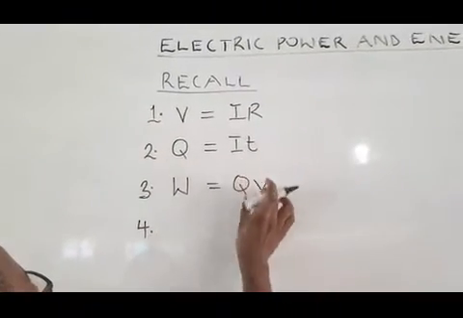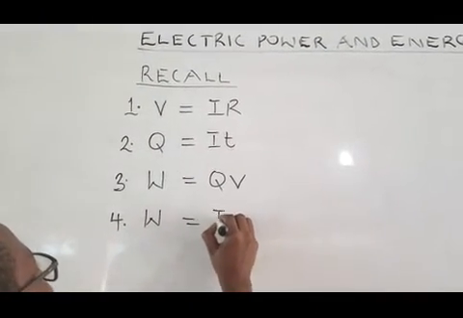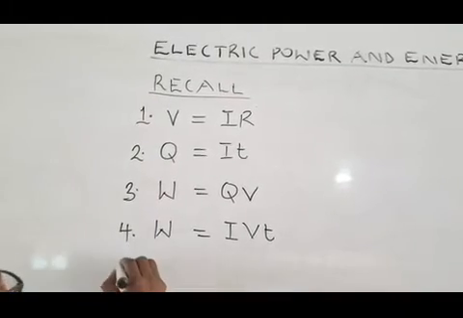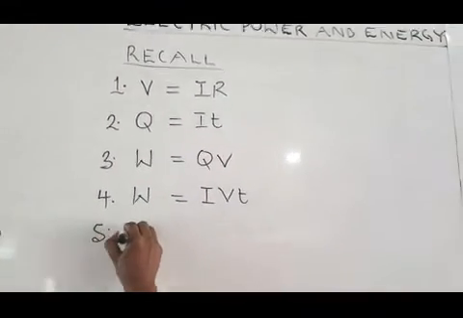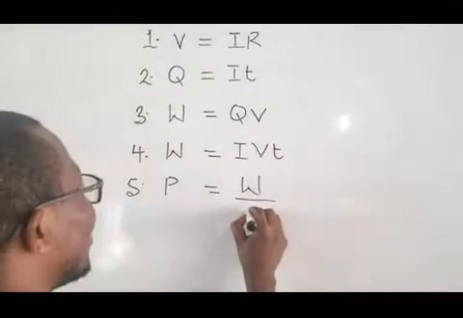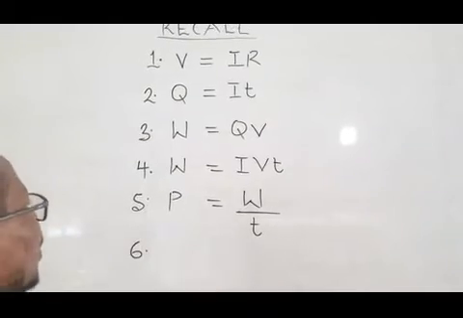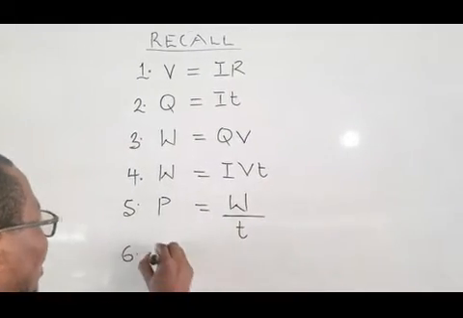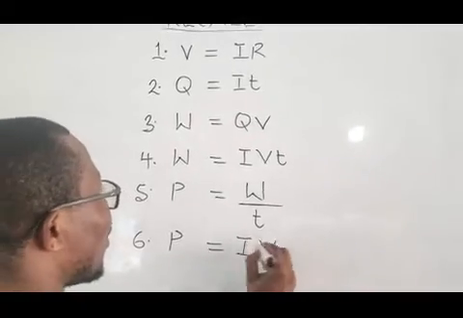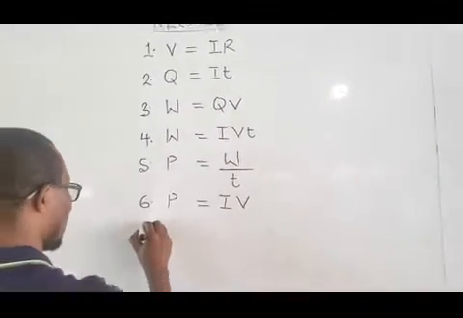And I said if you do this substitution, your work done is also equal to IVT, the current times voltage times time. And we said power is equal to work done over time. And so if you do this substitution, then your power becomes IV. Because if you do this substitution, the time will cancel out and then you'll be left with IV.